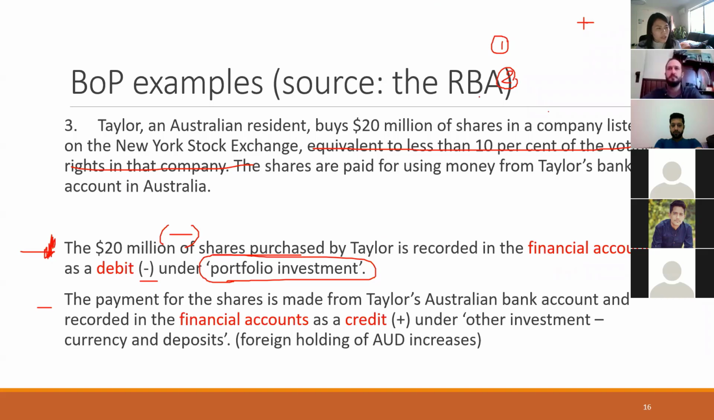So that's correct. In this entry, for this transaction, you're going to have two entries in your financial account. The first one is to record the payment that you have to pay for your investment, and the second is to record the holdings that you have, right? Here, because I paid, this is a cash outflow for me, so I'm going to record this as a debit, 20 million.